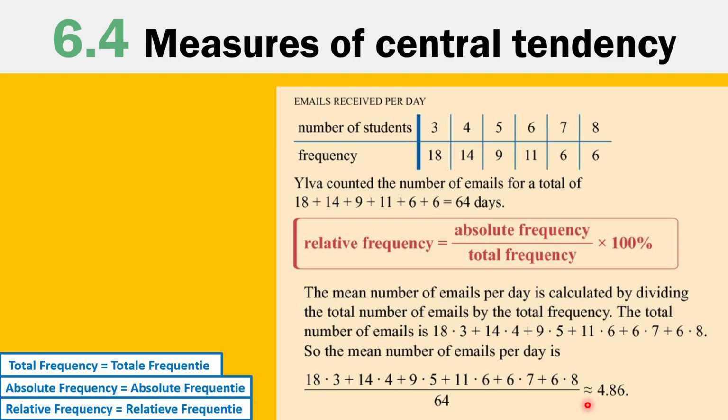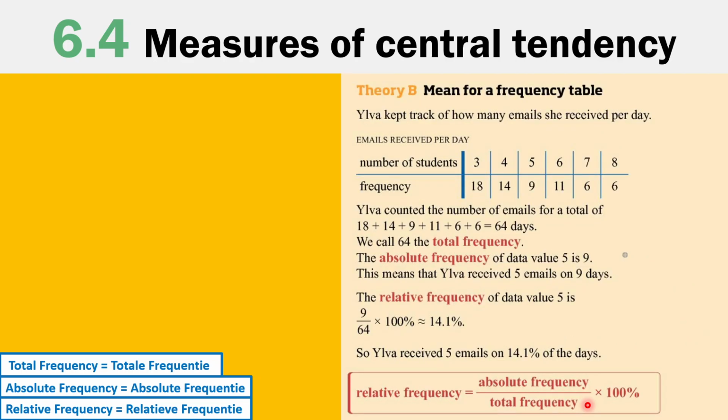Right? And that's it. One weird thing here, by the way, they say number of students. That should be number of emails, right? Maybe that confused you a bit. I don't know why this says number of students. It should be number of emails and the frequency.